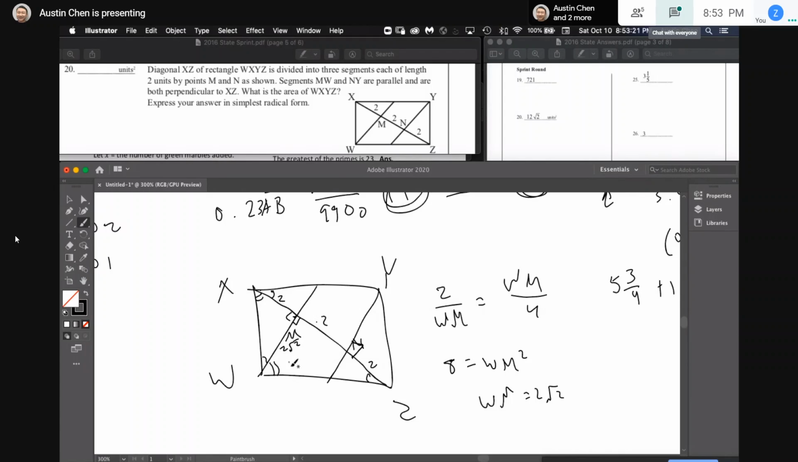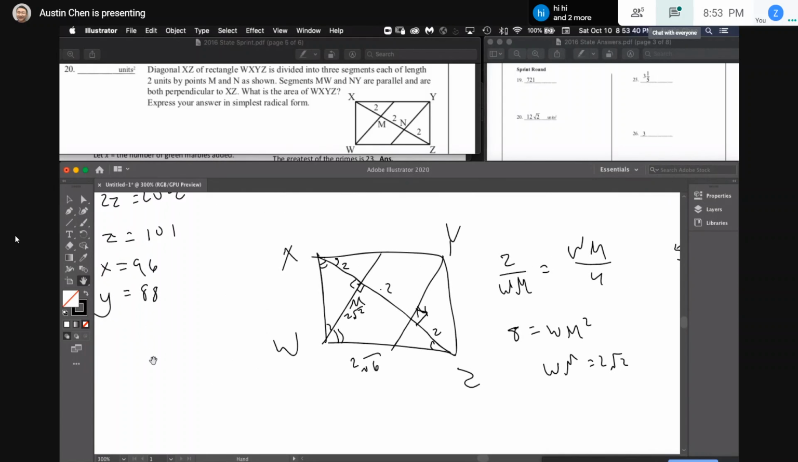Yes, which is Pythagorean theorem, which is 8 plus 16, which is 24, rooted, which is 2 root 6. And then we can just find this side, right? From Pythagorean theorem, which is just 36 minus 24, rooted, which is just 12 rooted, which is just 2 root 3.